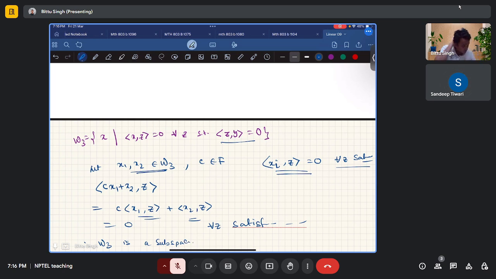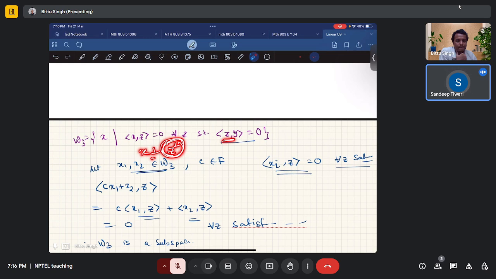Right? So what is happening here? It is actually x inner product z equal to 0, but z satisfying this condition means: take all x which satisfy the condition that x is orthogonal to that orthogonal complement. So x is orthogonal to this vector space.